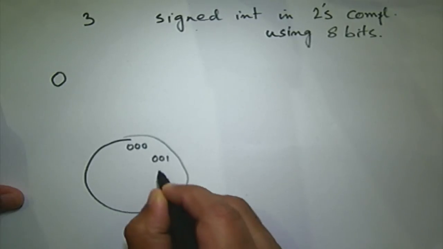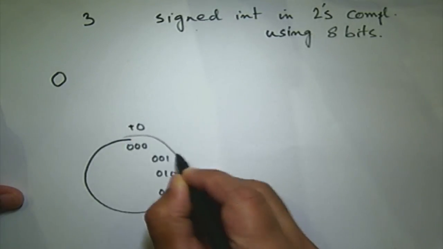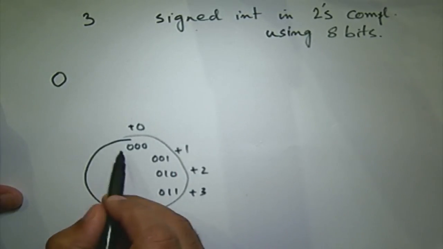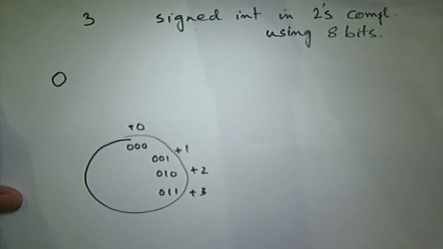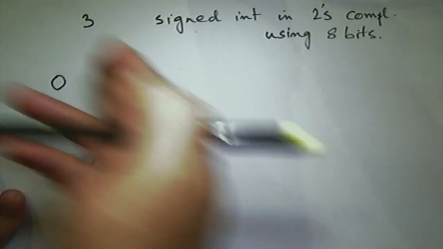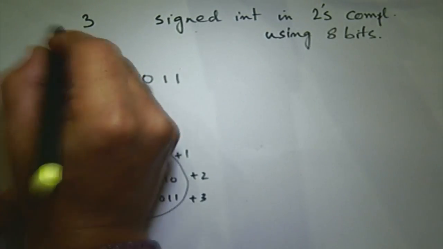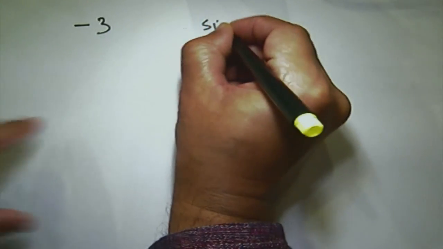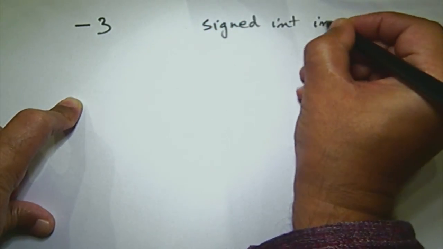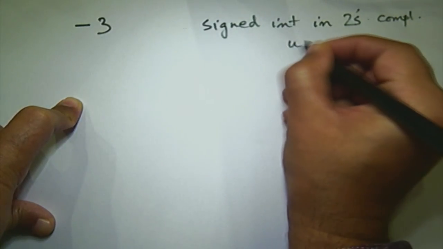Remember that circle we drew the other day? On this side, we had 000, 001, 010, 011. And this we said is plus 0, plus 1, plus 2, plus 3. The 0 was telling us that it is plus, and the rest of the bits were just telling us what that number is. So for positive numbers in signed 2's complement representation, just put a 0 for the sign, and just write the magnitude of the number as is. So here I have to write using the remaining 7 bits, 3, which is 5 zeros and 2 ones. If it was a negative number, suppose the exponent was minus 3 in another problem, then minus 3 as a signed integer in 2's complement using 8 bits.